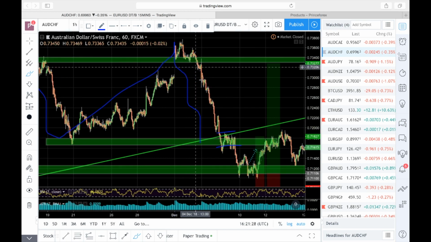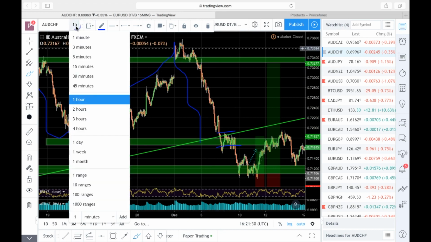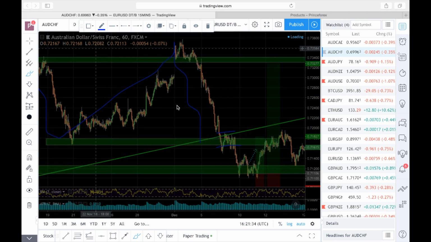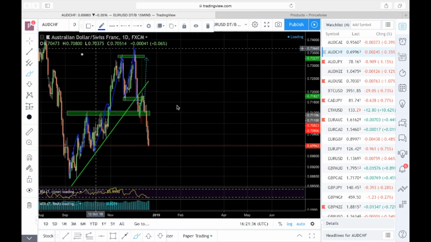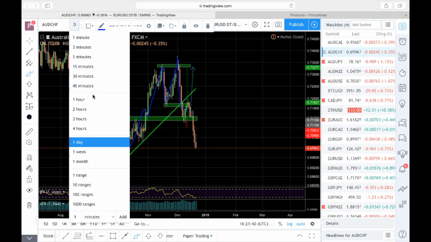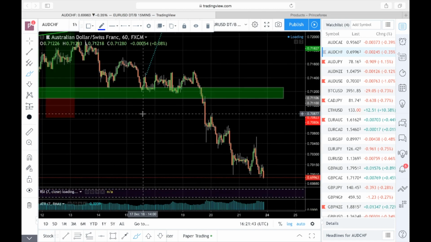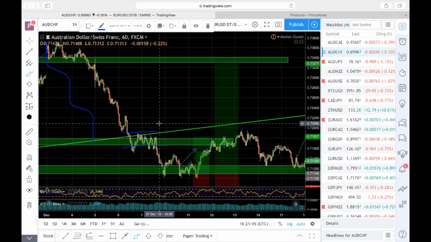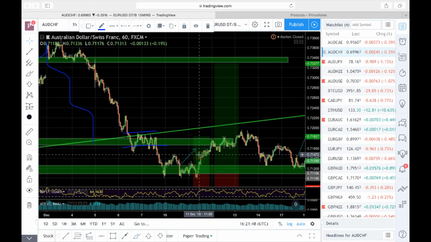Okay, so now you can see that the market was initially trending on the daily. We were in a bullish trend. And then suddenly we shifted into a bearish trend. Now I should be looking for a bearish trade, but somehow I'm still telling you to buy.